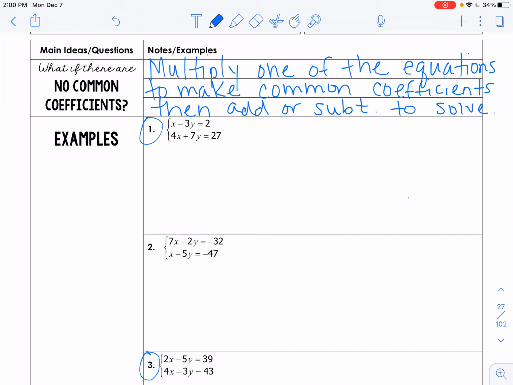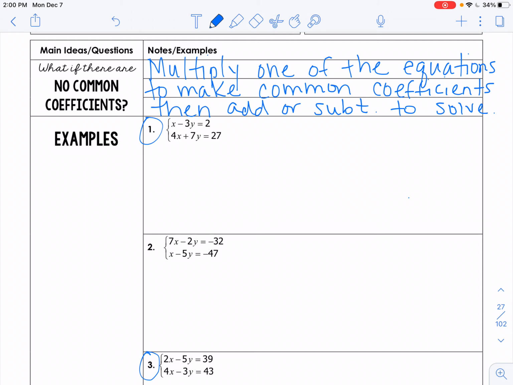You should have your guided notes worksheet in that packet that I gave you, where it says on the left, what if there are no common coefficients? I know we haven't used that packet very much, but it should be in there somewhere. So if you want to pause and find these guided notes, that would be great. And then come on back and we'll get started on this elimination method.